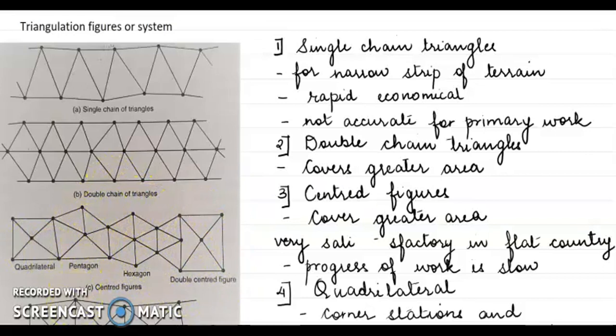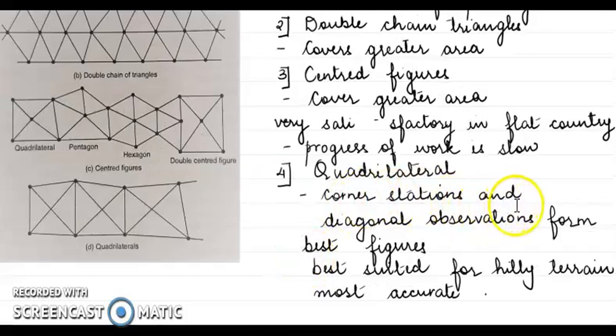But the best one is quadrilateral. Now, in case of quadrilateral, corner stations and diagonal observations are forming the best figures. See, there is a lot of check that you get when you are setting up points in a quadrilateral figure. This is suitable for hilly terrain. It's actually suitable for all types of terrains, but mostly it is suitable for hilly terrain. And the computed sides can be carried by different combinations of sides, meaning you can calculate this particular side from this as well as this one. Let me tell you what I'm talking about. So if you have to calculate this side, you can do it by this as well as this, or this as well as this. So there are different ways of checking your work.